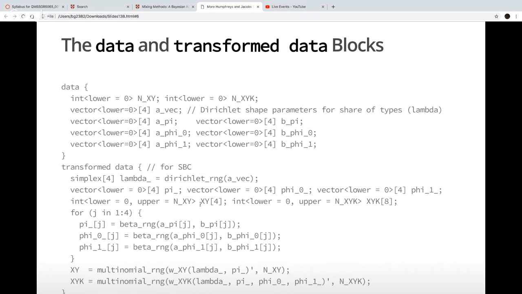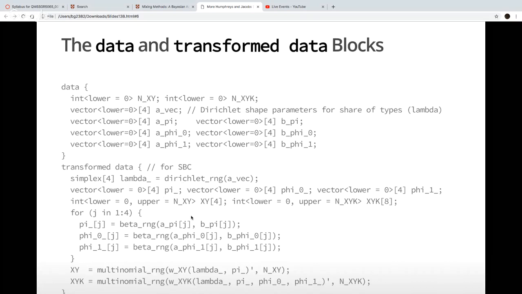So we first draw a realization of the simplex, which I call lambda underscore. Again, a convention that I basically invent is to postfix underscores onto things that are realizations from the prior. So I draw that from a Dirichlet distribution with shape parameters AVEC that I declared in the data block, and now I have a realization of these four numbers that are non-negative and add up to 1 for lambda.